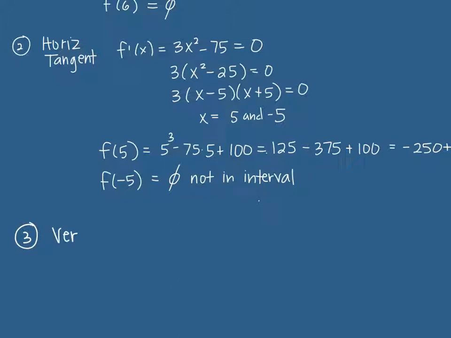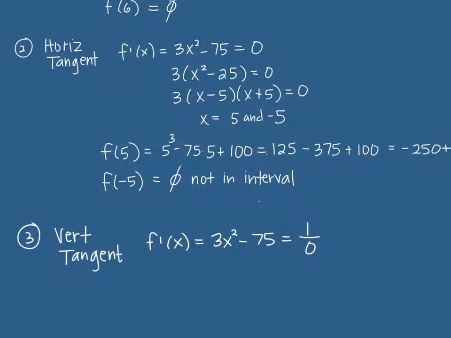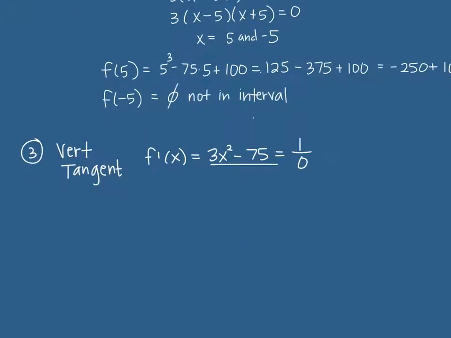Vertical tangents. We again take our f prime, which we previously found, 3x squared minus 75. We set that equal to 1 over 0. Drop 1 under the 3x squared minus 75, cross multiply. You get 1 equals 0, which is a false statement. And so this function has no vertical tangents.